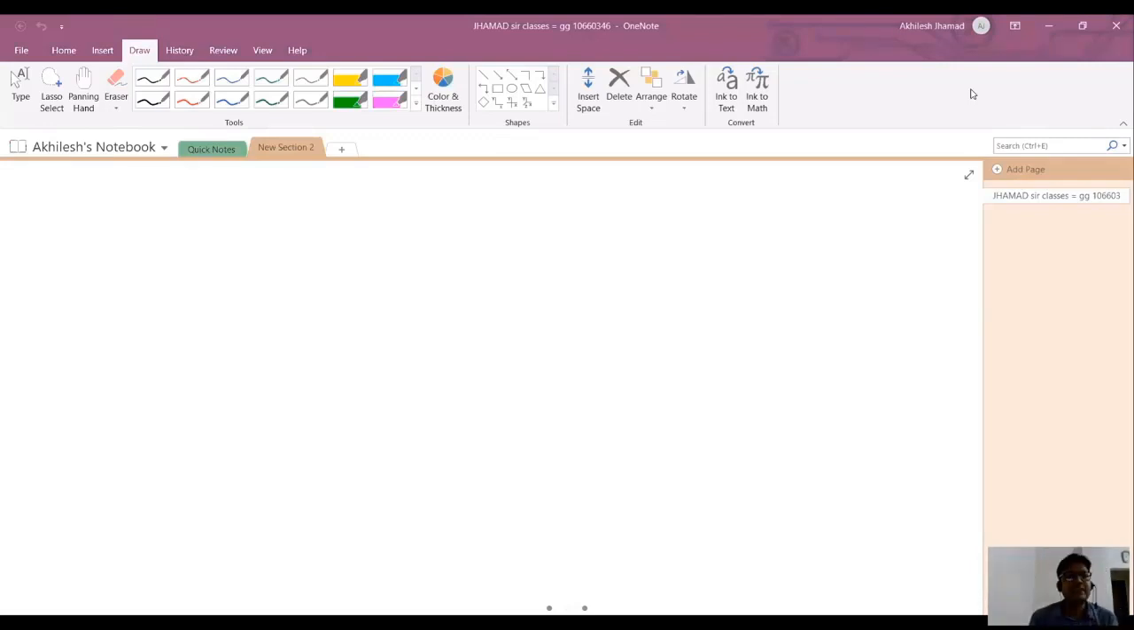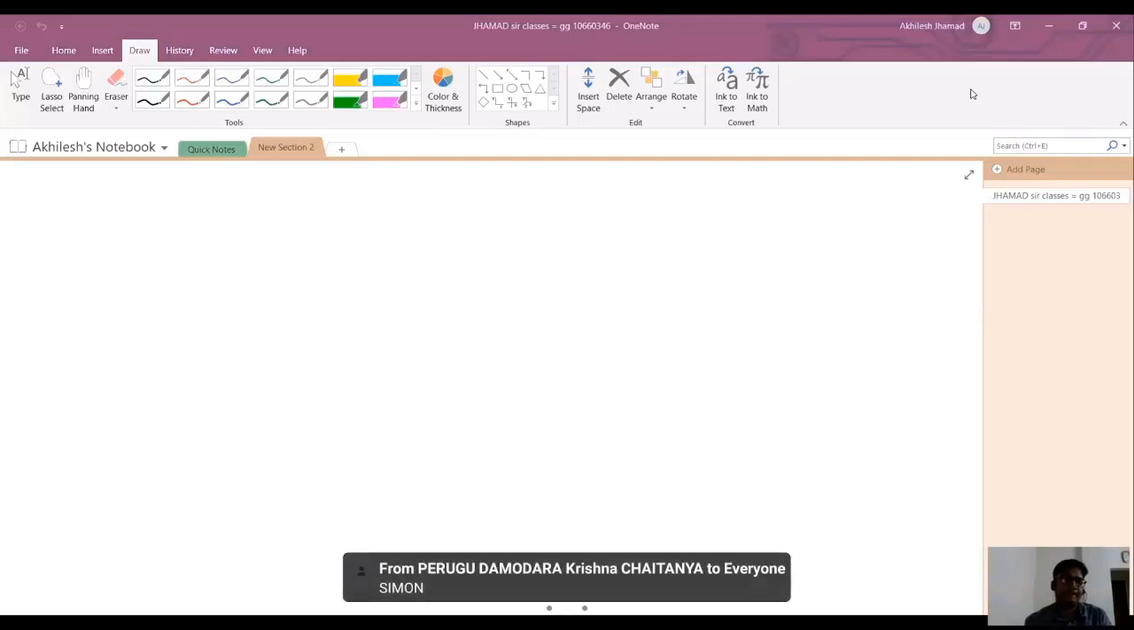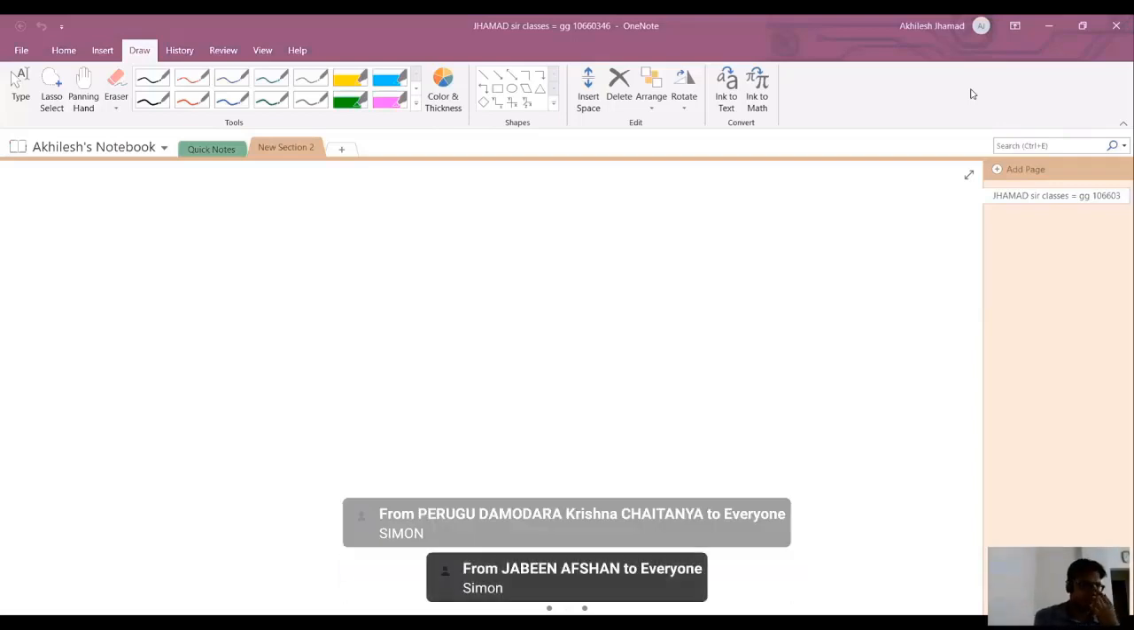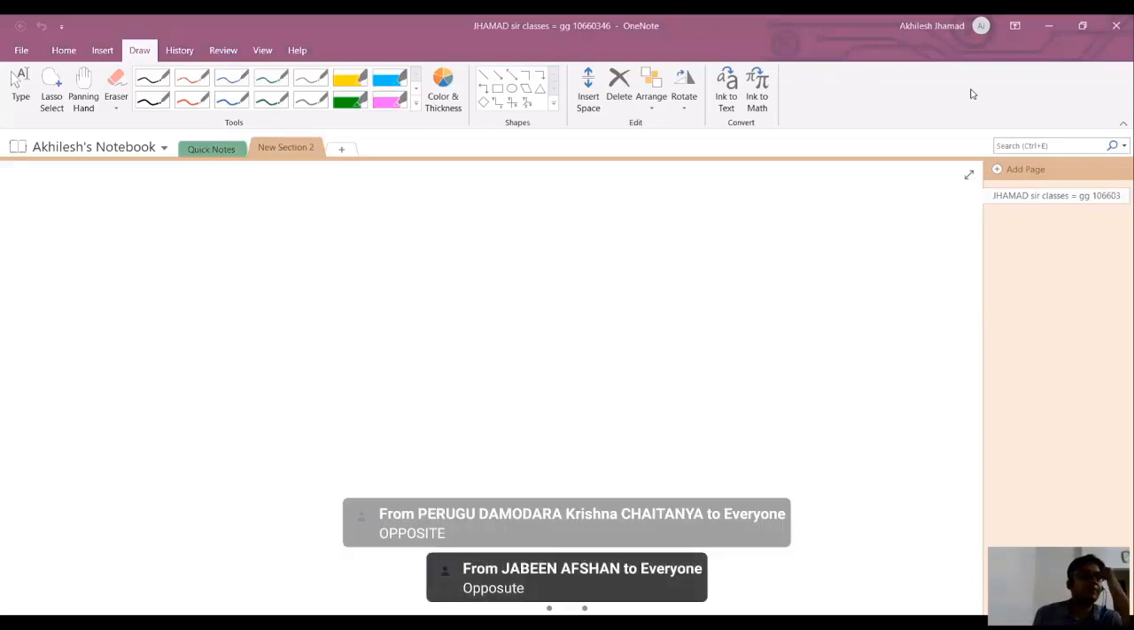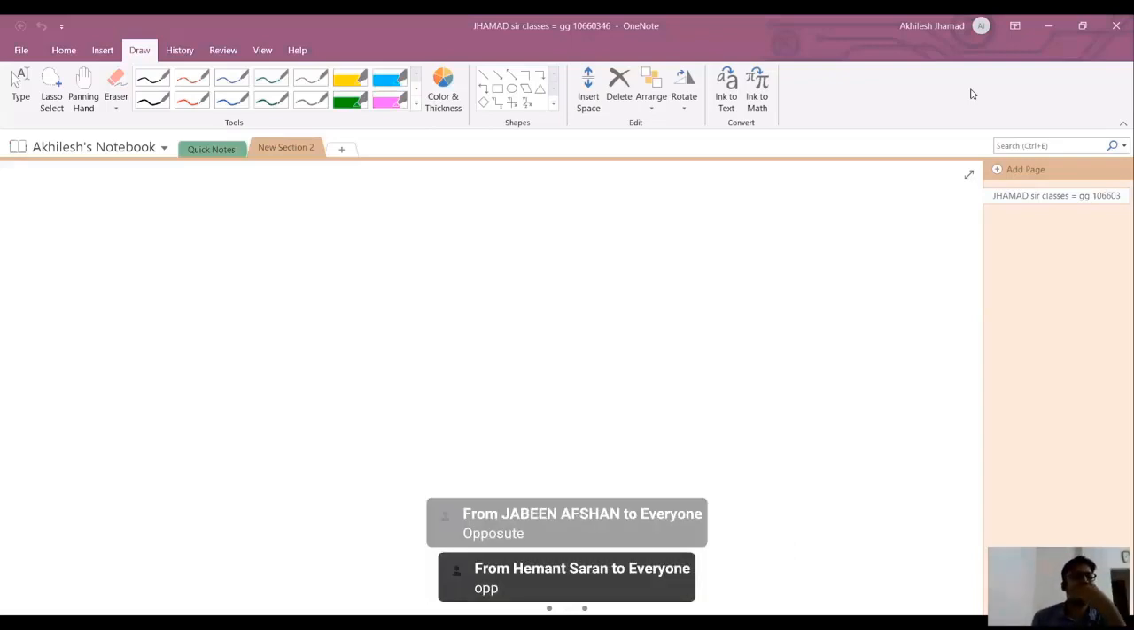Lumbar intervertebral disc hemorrhage in hanging is known as which hemorrhage? Simon hemorrhage. Very good. Dribbling of saliva is seen on same side of the knot or opposite side of the knot? Opposite side of the knot.